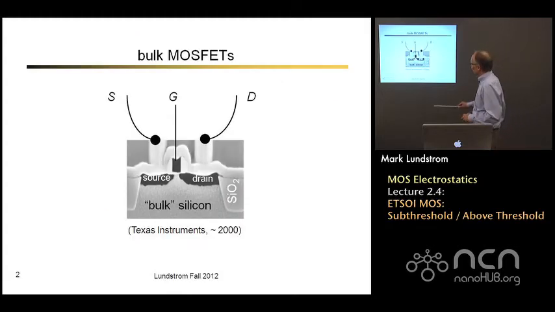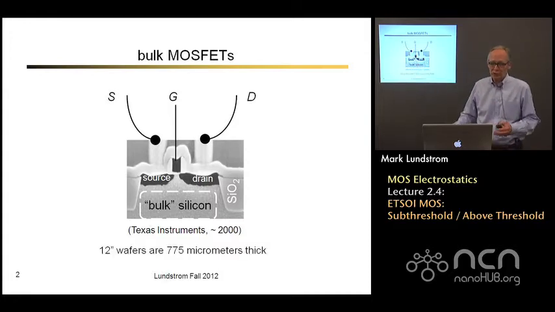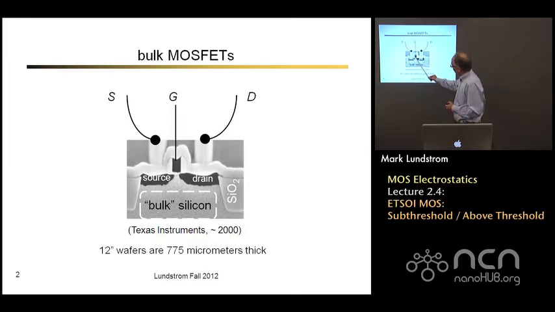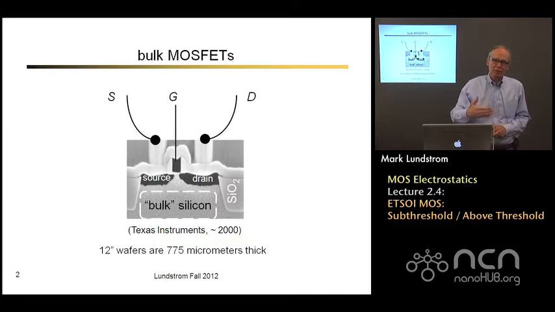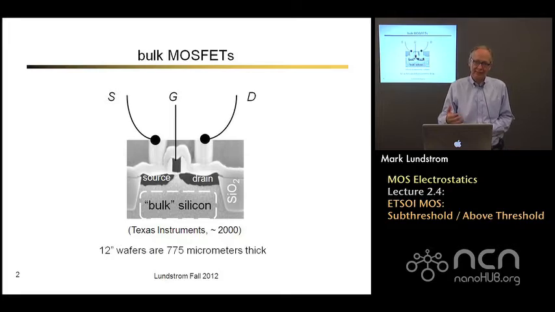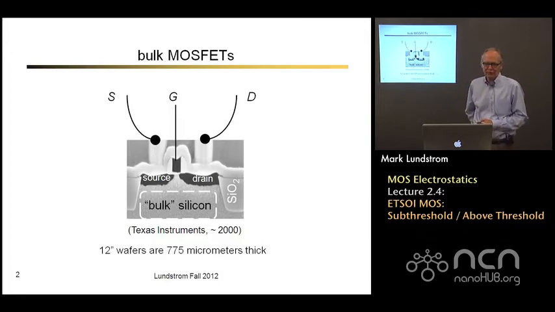So we've been talking about a bulk MOSFET, and what I mean by bulk is that it's built on a piece of bulk silicon. For our purposes, this silicon wafer is considered to be infinitely thick. Real 12-inch wafers are about 775 micrometers thick, but you'll recall when we computed depletion layer thicknesses, they were on the order of 25 nanometers or so. So these wafers are very thick. We can consider that there is no band bending deep in the bulk, and we can use that as a reference for the potential and set the electrostatic potential to be zero there. This is what we mean by a bulk MOSFET.